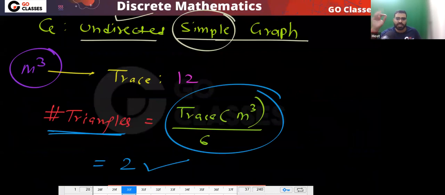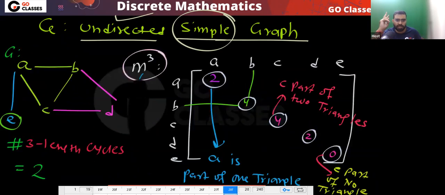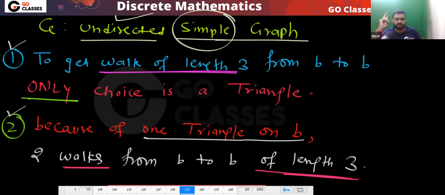So did you understand this? Please let me know. If you have an undirected simple graph, there are two things you have to understand. First of all, because you have a simple graph, tell me, will the same thing work if you have a self loop? This will not work if you have a self loop. What is the reason? Anyone?